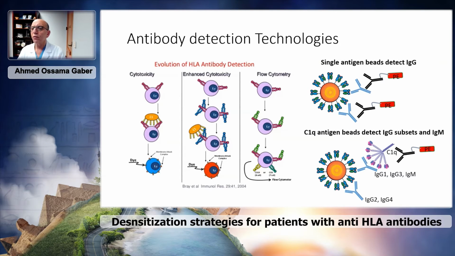So we can do something called a virtual cross-match without having to do it in the tube. There have been quite good papers that show that virtual cross-matches have very high sensitivity and specificity. Of course, this couldn't have been done without the single antigen beads. Another very important thing about single antigen beads is that you can actually distinguish between the different alleles of the antibody.